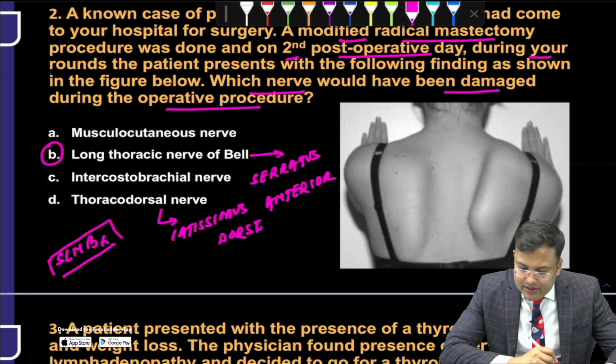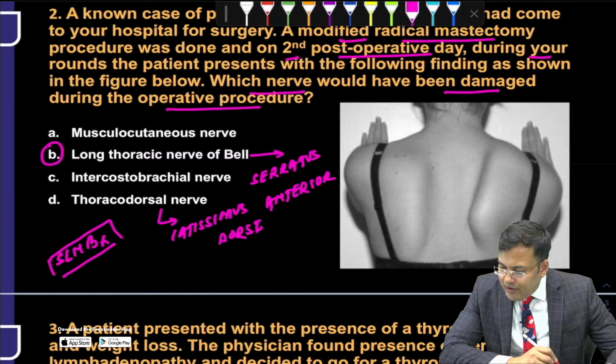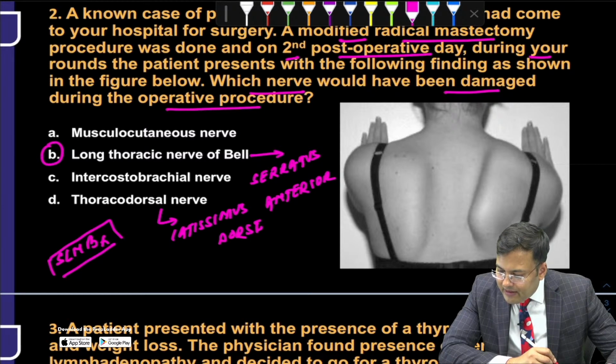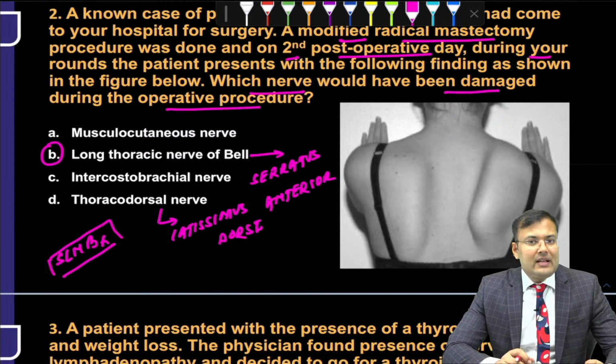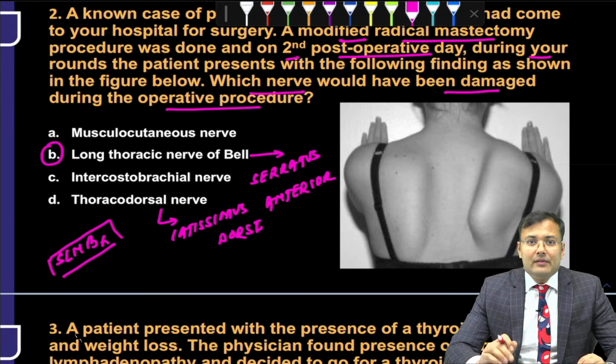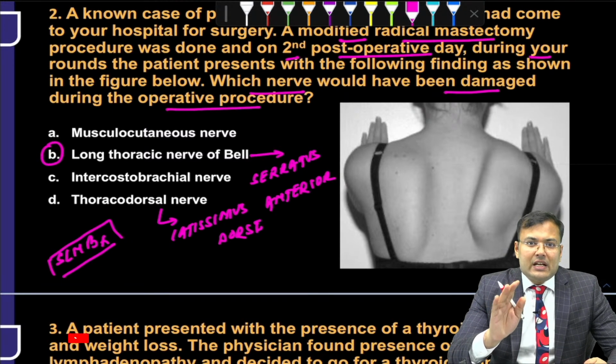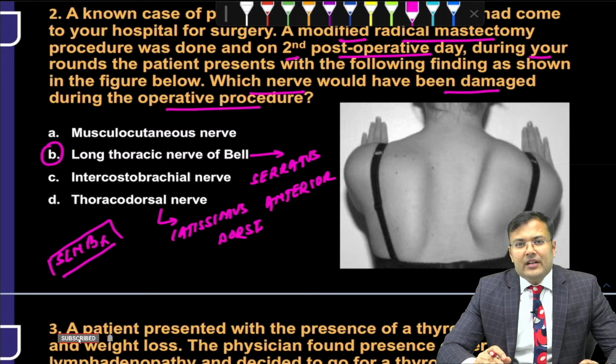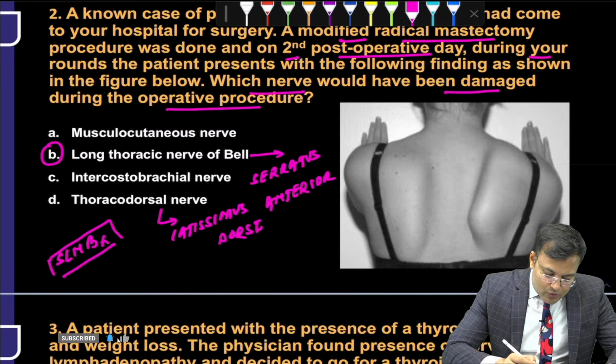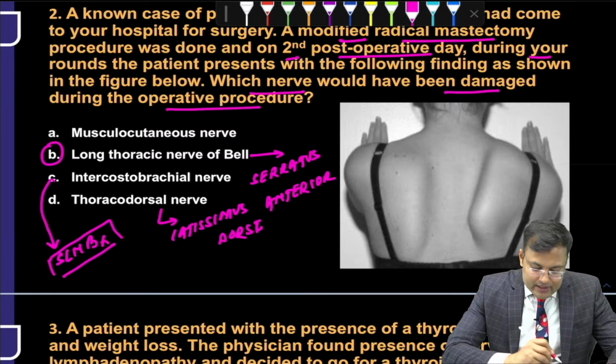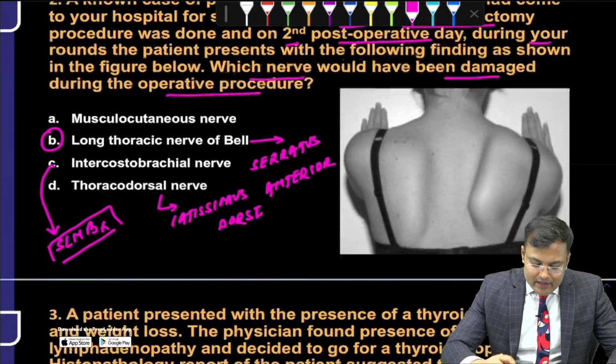Very good, Dr. Manish, Megha, Diksha, Santosh Saroj, Dr. Dreamer. Everybody is marking the correct answer. It is intercostobrachial nerve. All these questions are asked frequently. Clear? So it is intercostobrachial nerve which is most commonly injured during sentinel lymph node biopsy. Okay. Now see the question number 3.